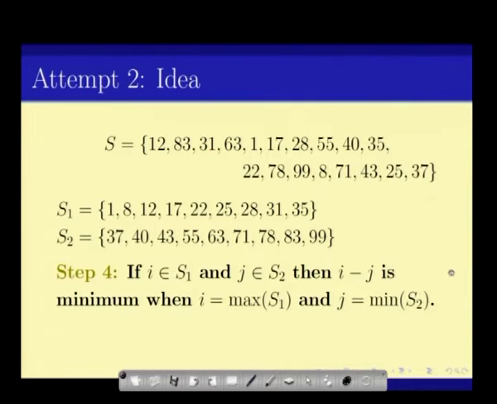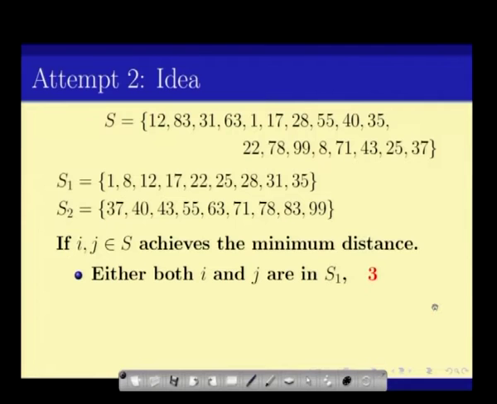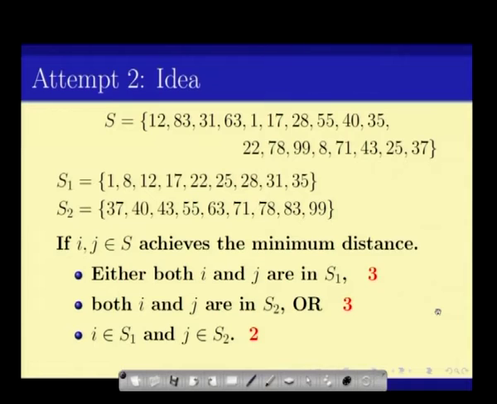After we are done with that, we find that in this case i minus j, or if you want, we can take a mod, is 2. And what do we output? If i and j are in S1, then the minimum distance is 3. If i and j are in S2, then the minimum distance is 3, and if i and j are one in one set and the other in the other set, then the minimum distance is 2. So, this gives us the algorithm for solving the minimum distance.